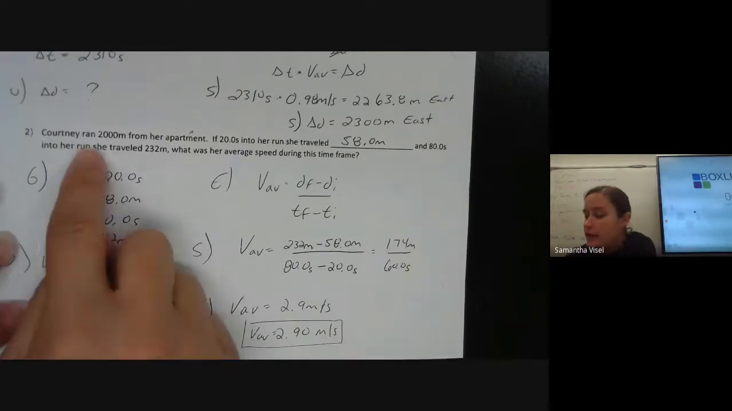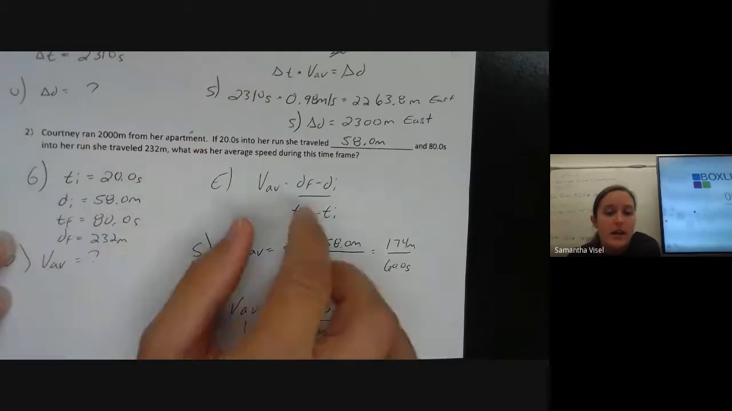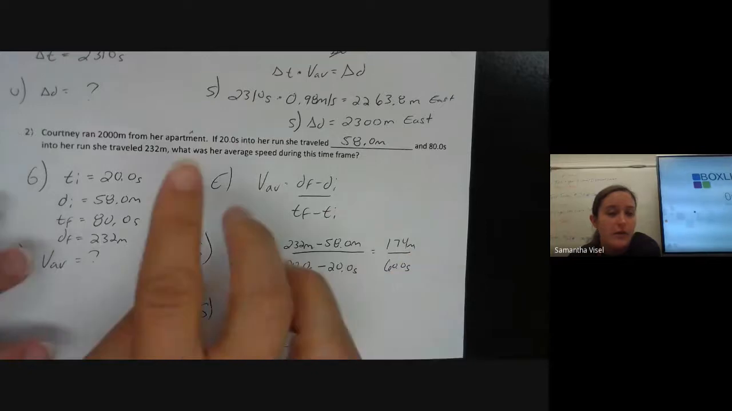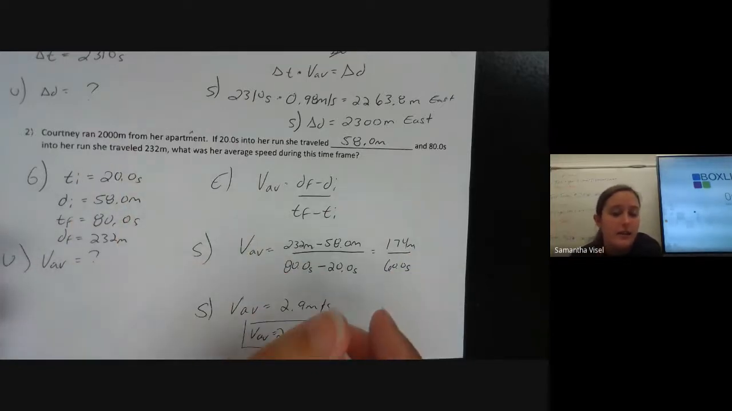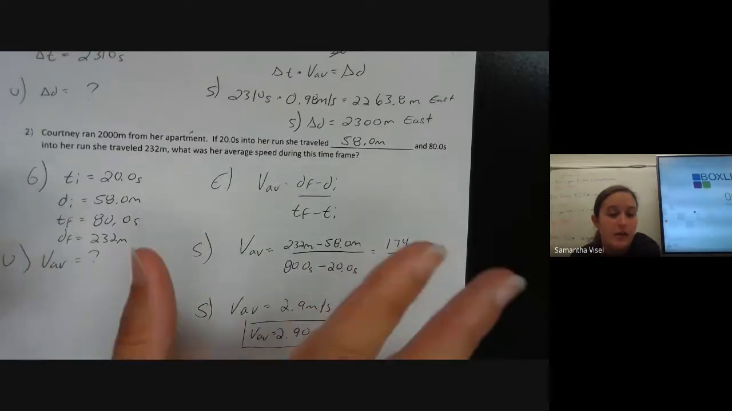So even though this says she ran 2,000 meters from her apartment, that has nothing to do with the time frame in which I'm trying to find her average speed. So that's a number that I don't necessarily need to use for this problem. If you wrote it out as a given though, and then later decided that you didn't need it, that's absolutely fine. If anything, I actually prefer that, so then you have all your numbers in front of you.